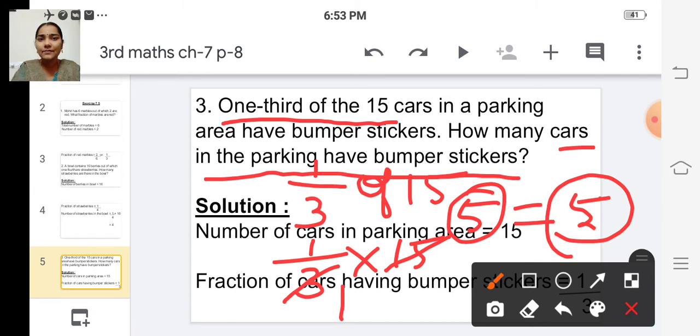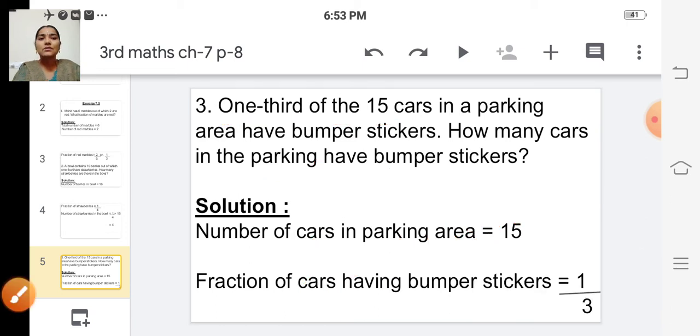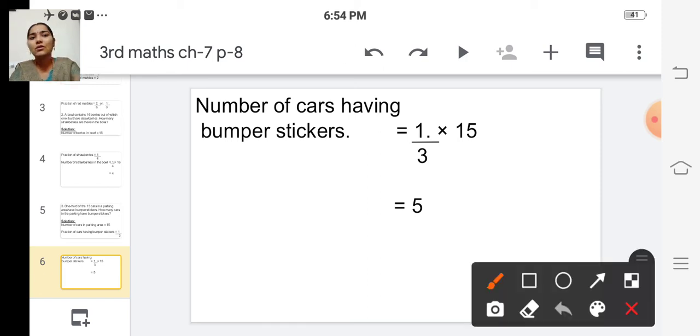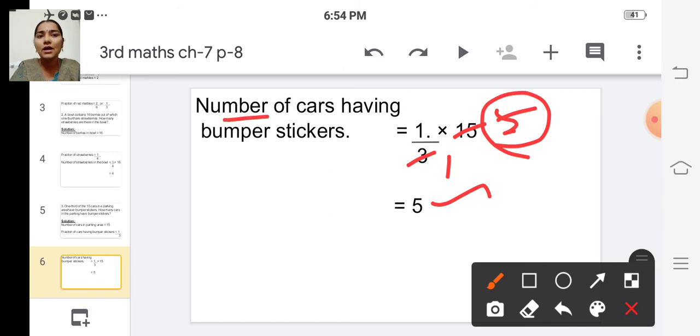Have you understood, children? Yes. So see the solution. Number of cars in the parking area is 15. Fraction of cars having bumper stickers is 1 by 3. Number of cars having bumper stickers is equal to 1 by 3 into 15. So after cancelling out, 3 ones are 3 and 3 fives are 15. So the answer is 5. So the number of cars having bumper stickers is equal to 5.